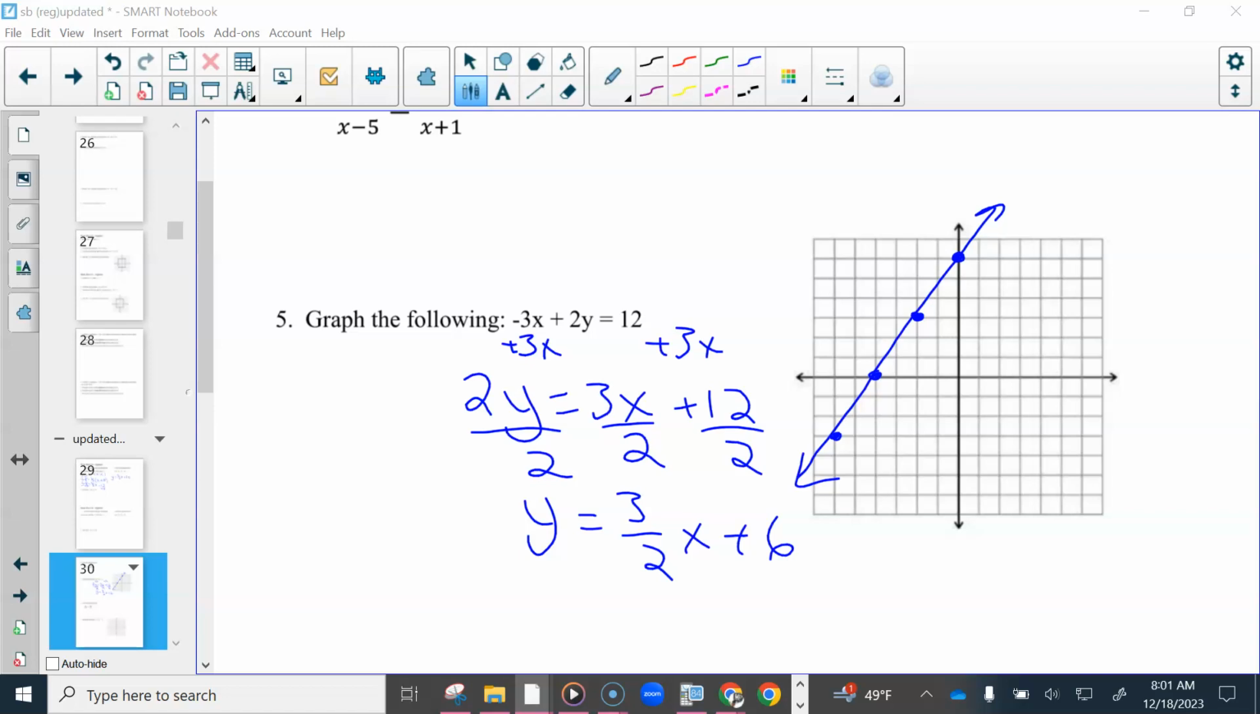Would 9 be direct? No. Why not? Because it has a different y-intercept. That's not 0. So if it doesn't go through 0, 0, if the y-intercept is not 0, it cannot be direct. What about 10? Yes. What is the k value? Negative 1. For number 11, again, solve.